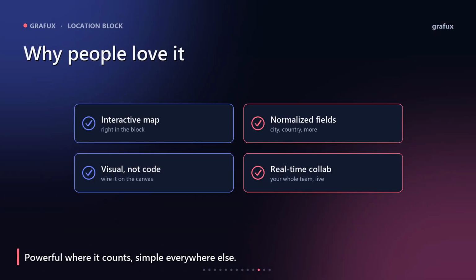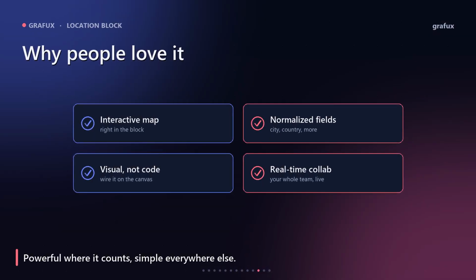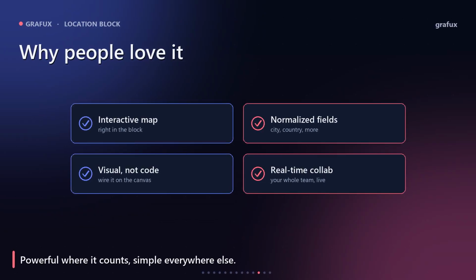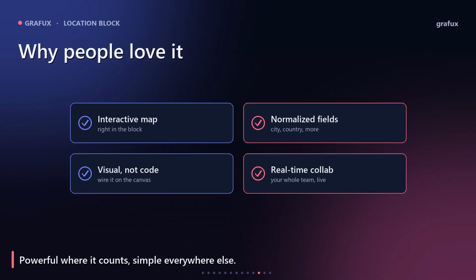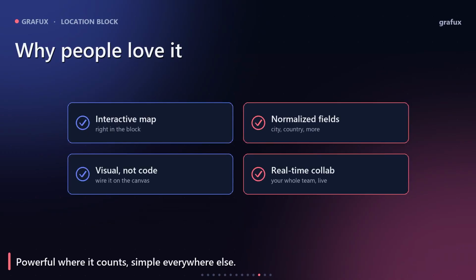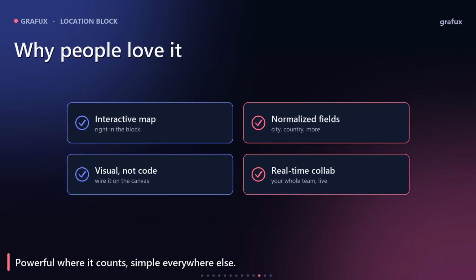So, why do people reach for the location block? Interactive map right in the block. Normalized fields, city, country, more. It's visual, so there's no code to wire it together. And it's collaborative, so your whole team is right there with you. It is powerful where it counts, and beautifully simple everywhere else. It's the kind of tool that just gets out of your way and lets you focus on the work that actually matters.